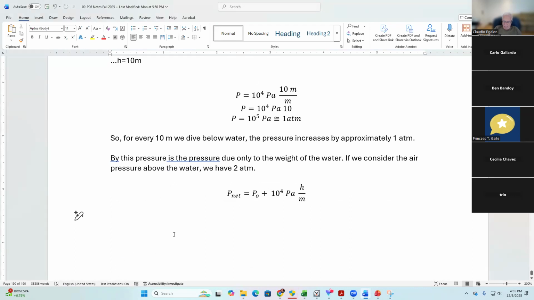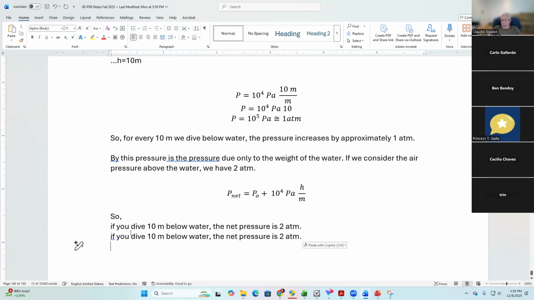Okay, so if you dive 10 meters below water, the net pressure is 2 atm. If you dive 20 meters below water, the net pressure is 3 atmospheres, and so on. If you dive 30 meters below water, the net pressure is 4 atmospheres, and so on.